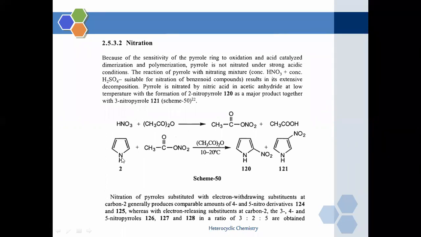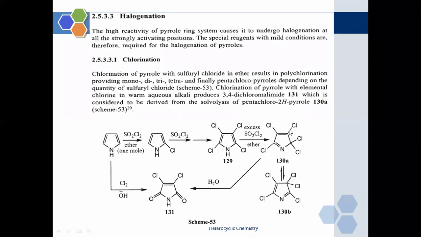At low temperature, this pyrrole molecule will nitrate in the presence of this nitrating agent, and the nitration will happen at the second position and the third position. So pyrrole is nitrated by the mixture of nitric acid and acetic anhydride at low temperature with the formation of 2-nitropyrrole as a major product along with 3-nitropyrrole as a minor product. See, this particular reaction will give a mixture of two products, 2-nitropyrrole as a major product and 3-nitropyrrole as a minor product.